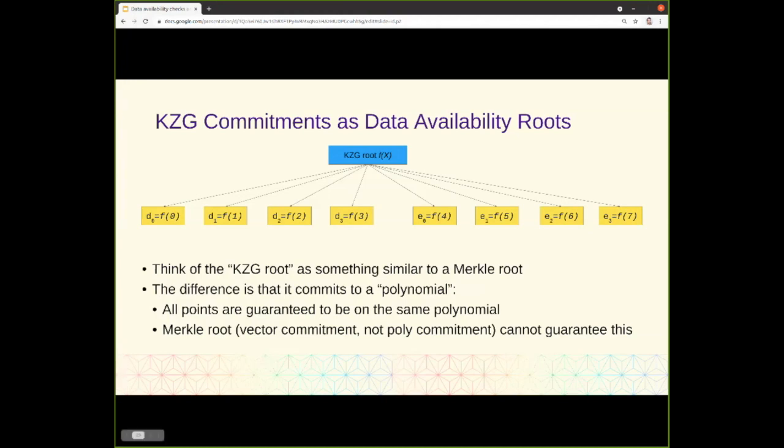And a Merkle root, which you may be familiar with, is a vector commitment. So it cannot guarantee this. It could also easily commit to 8 values. We can do that. But we would have no way of knowing that they are all on the same polynomial without opening them all, which is exactly what the light client doesn't want to do.